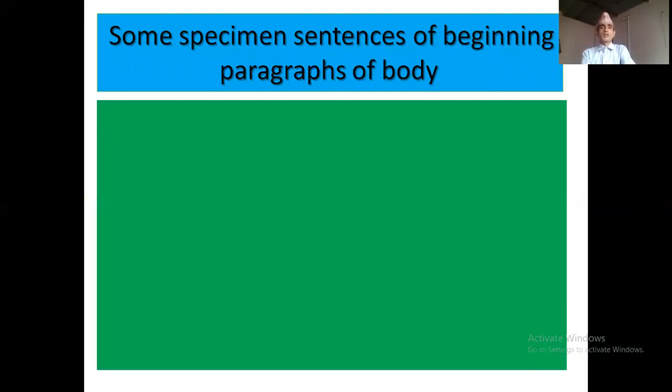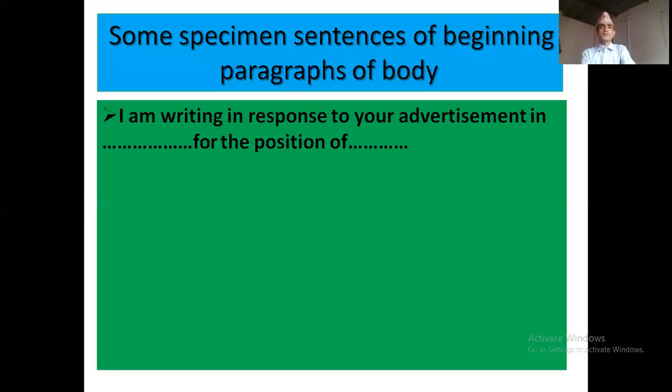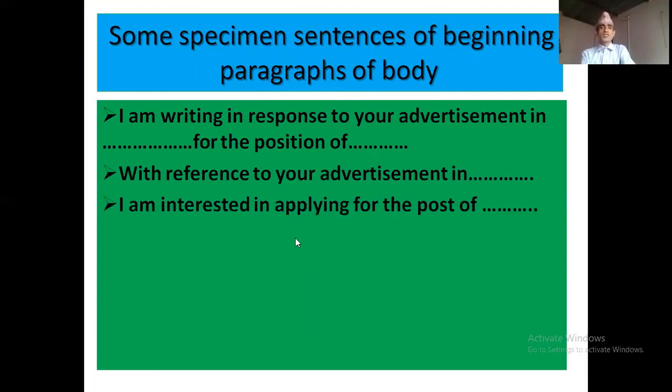You can begin the body of the application letter in different ways. Some of the sentences you can see here: I am writing in response to your advertisement for the position of, and then you can include the necessary information. You may start your first paragraph of the body like this. You may write: with reference to your advertisement. In the next sentence: I am interested in applying for the post of, and you can mention the post.